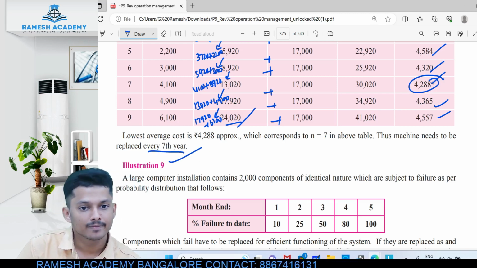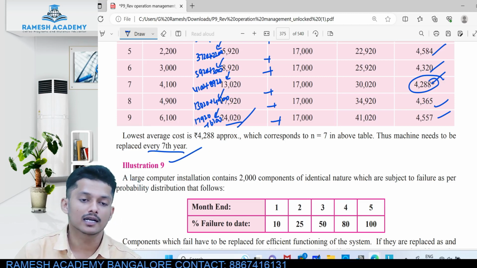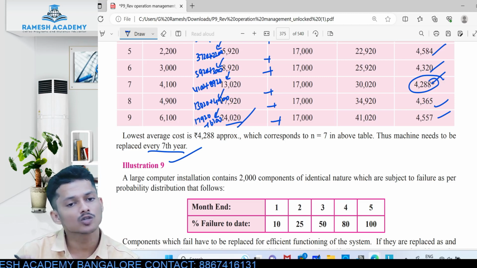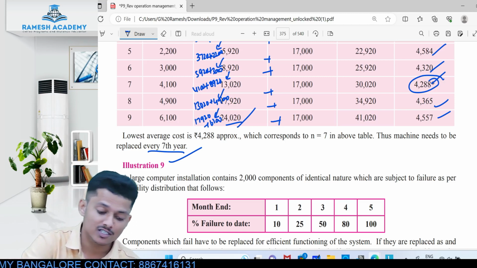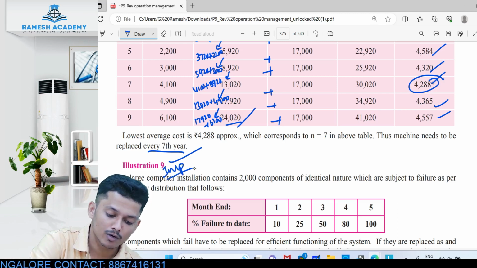Okay. Next, 9th problem we will do, then I will give you some time and you can prepare. The 9th problem is not a tricky problem, it is easy but a bit lengthy. You have to understand this. This is also an important problem.